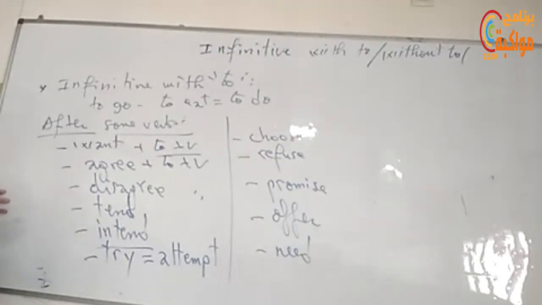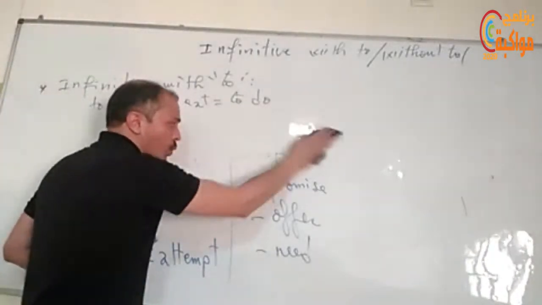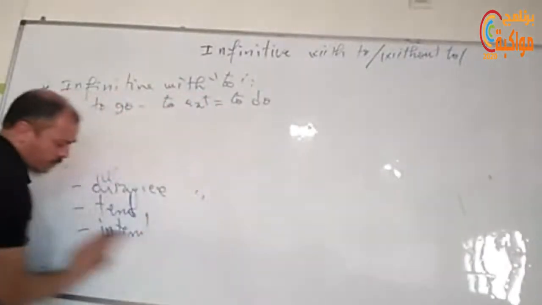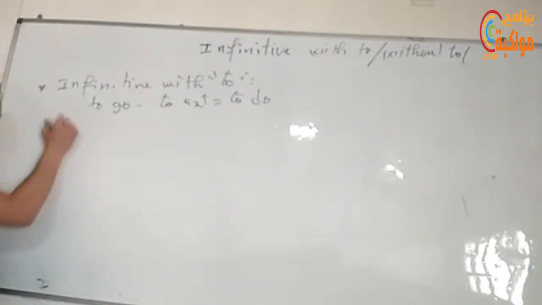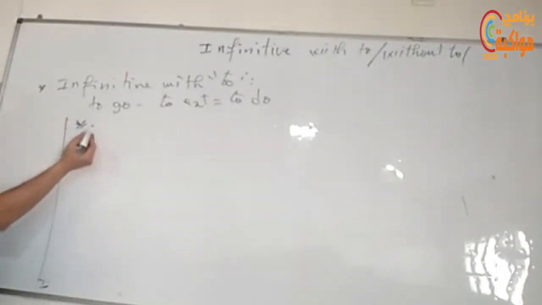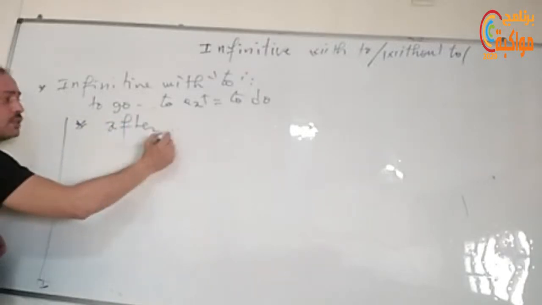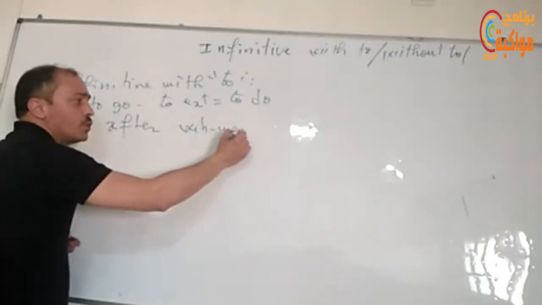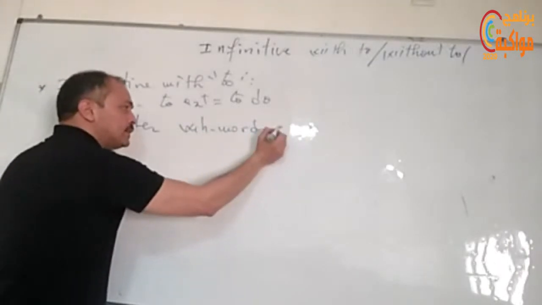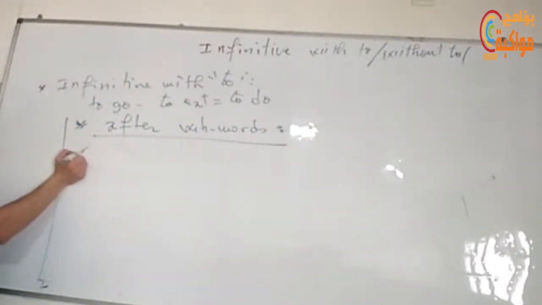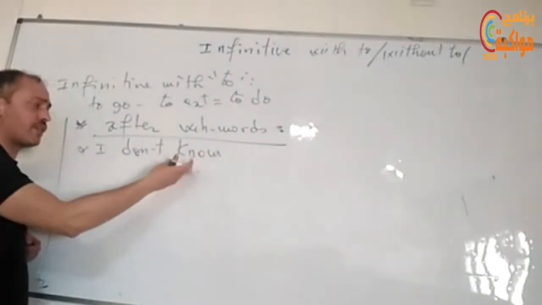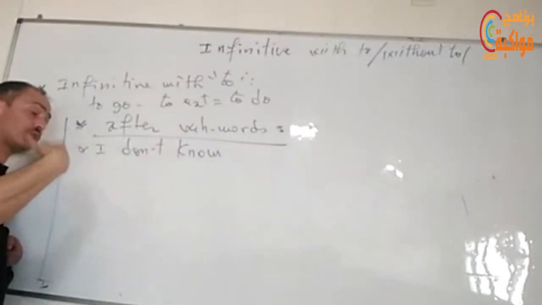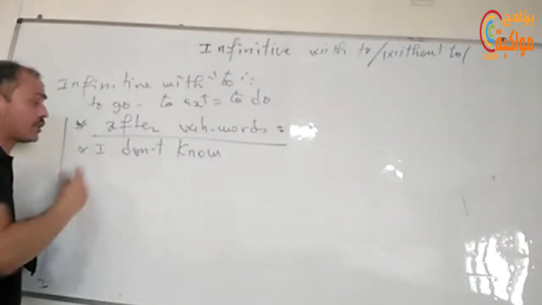Also, listen, we use, right, infinitive with to after WH words, okay? After WH words, such as, for example, listen, so the second use is after WH words, right? Listen to me. For example, I don't know. In the day of exam, maybe you are given such equation. Of course, I'm going to do with exercises later. It's okay. So I don't know.